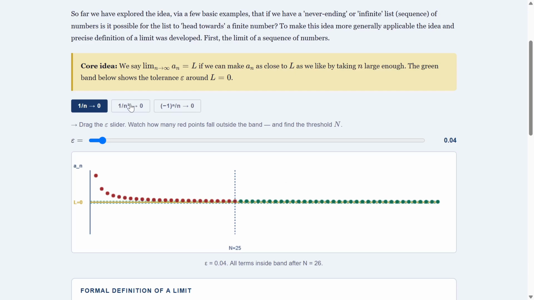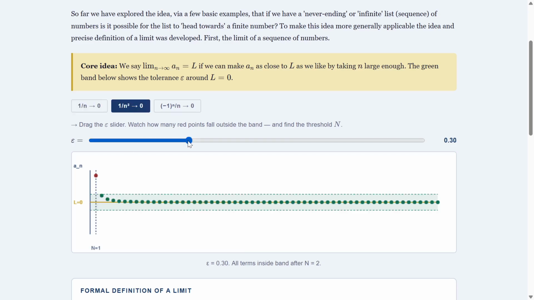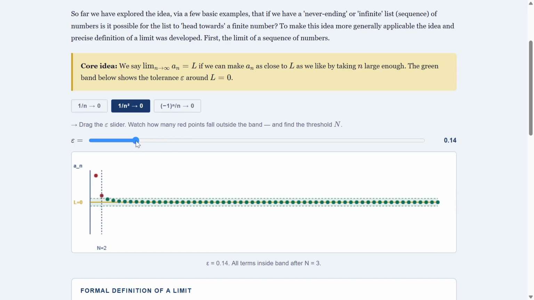Let's have a look at it for the sequence 1 over n squared. Again, if we make epsilon smaller and smaller, and we accept that our limit is 0, then that region, that strip around our limit, is getting tighter. And again, we can show that no matter how small epsilon is, but still bigger than 0, that there is some value of n, some positive number, for which all subsequent values of 1 over n squared lie within that strip or boundary around our limit.